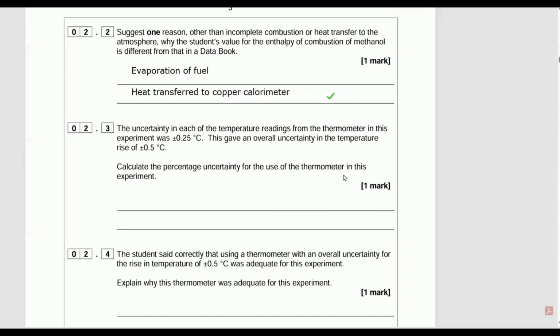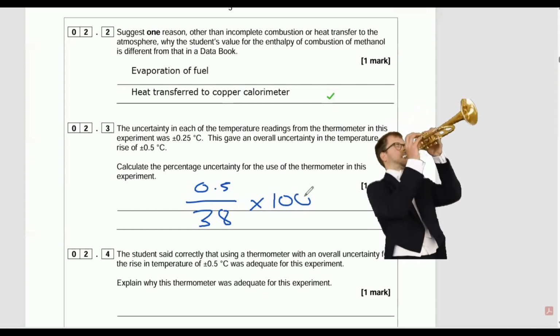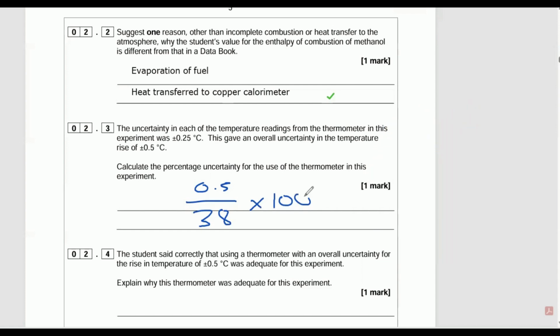Calculate percentage uncertainty for this thermometer in this experiment. So we want to do total error, which is 0.5 over 38, and we're going to times 100. And that is going to give us our answer, which is 1.316%. It's actually 1.315 something, but you're going to round that to 1.316. Coolio.